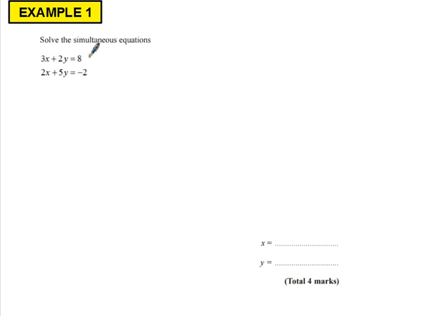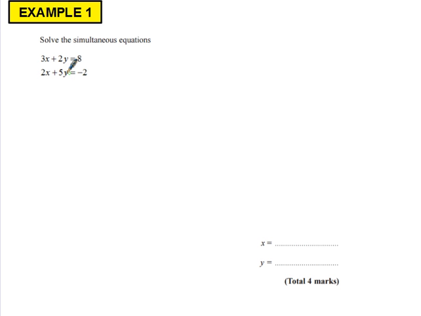First of all, a simultaneous equation is where you have two equations that have the same value for x and y that satisfies both equations. So we're looking for a value of x and a value of y that I could put into this equation to make it 8 that would also work in this equation with the same value for x and y. So let's look at how you might do that.